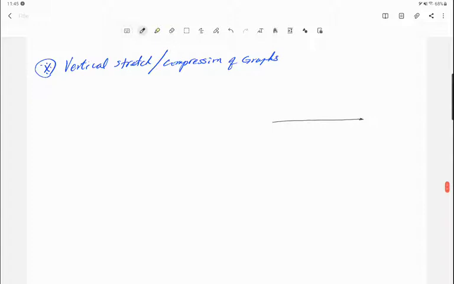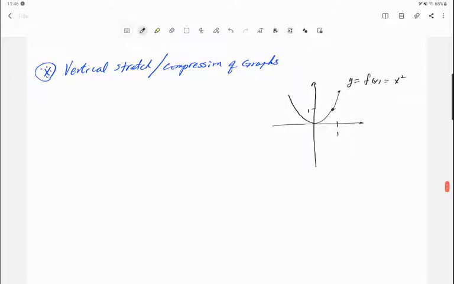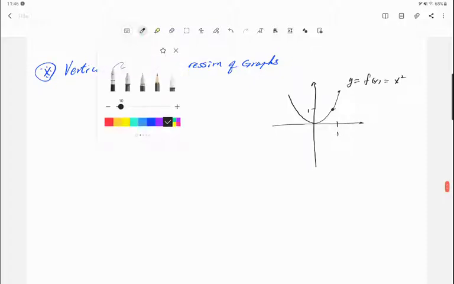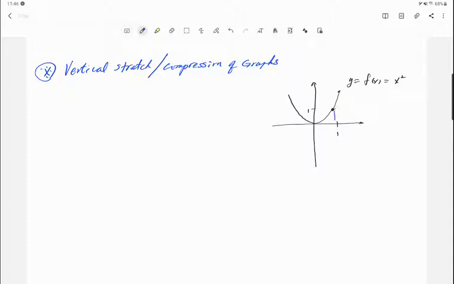Okay, the next concept is the vertical stretch and vertical compression of a graph. So let's use common sense. Let's say this is the graph y equals f of x, and let's say this is x squared. Then if x equals 1, then y equals 1, right? So when we stretch this one vertically, here the vertical distance is 1.